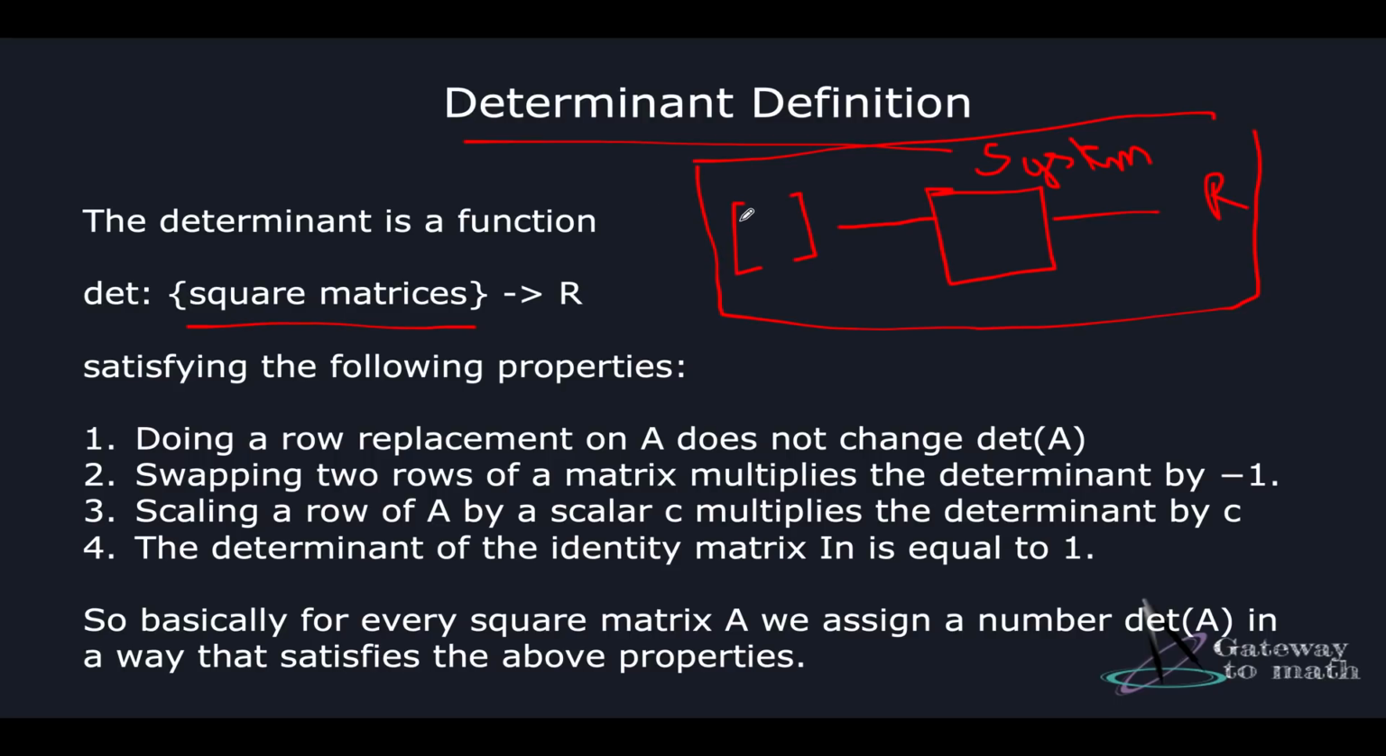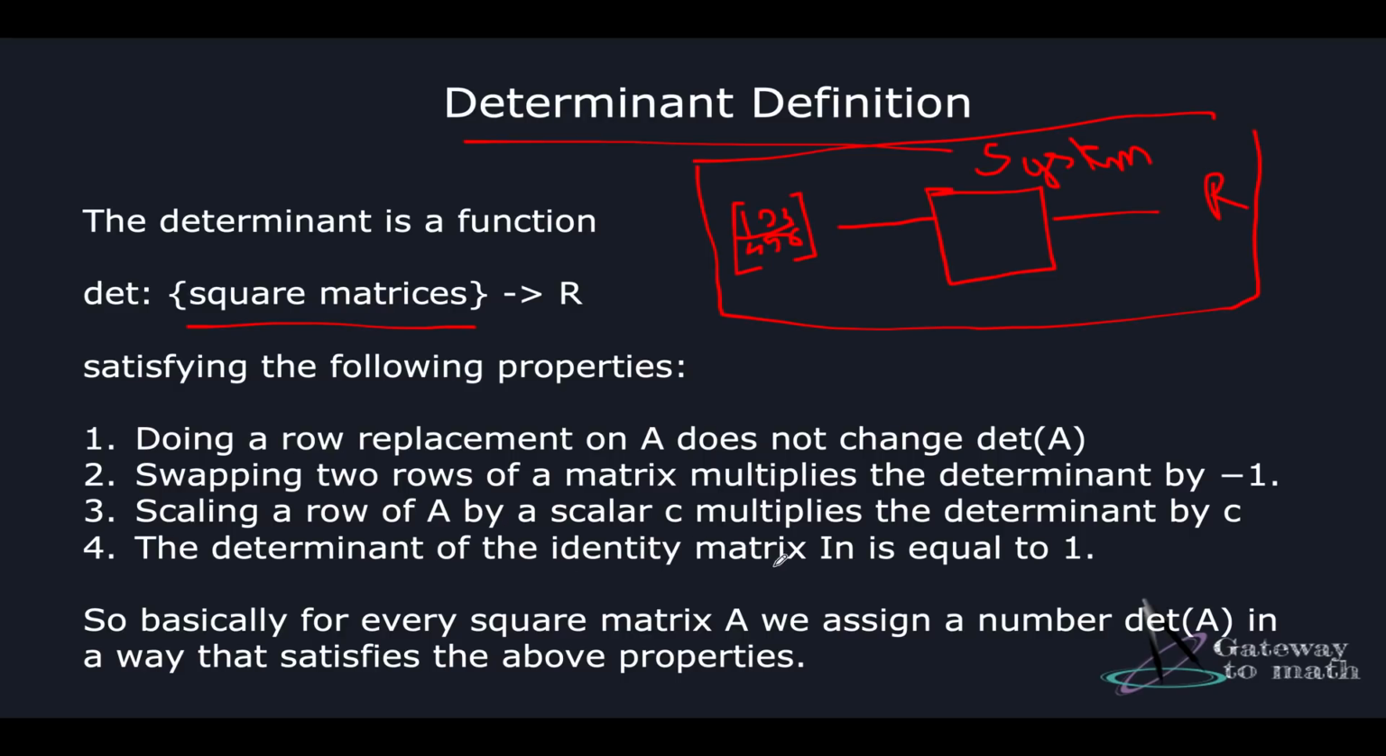Swapping two rows of a matrix multiplies the determinant by -1. So for instance, if you have the first row as 1, 2, 3, and the second row as 4, 5, 6, and then you swap these two rows, the determinant is multiplied by -1 in this case. Scaling a row of A by a scalar C multiplies the determinant by C. So let's say I have a row, and I multiply this row with some scalar, any scalar value, then my determinant also gets multiplied by the same scalar value.